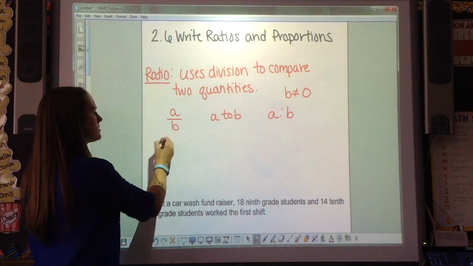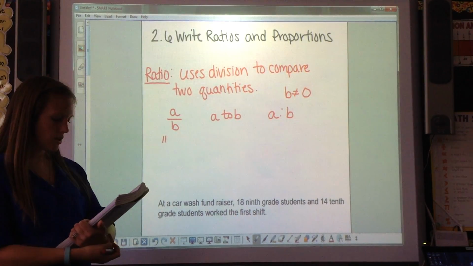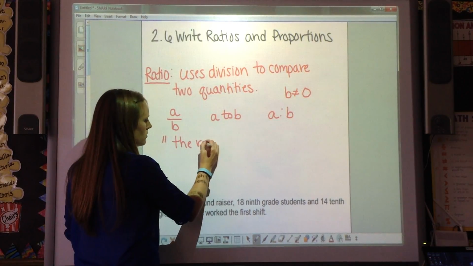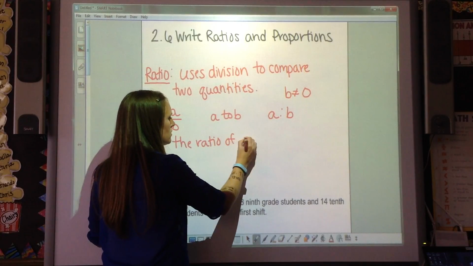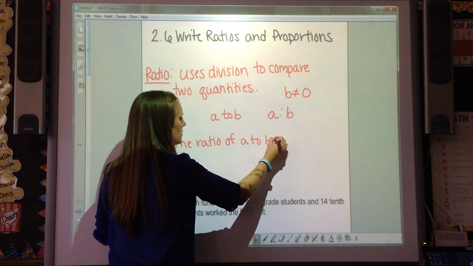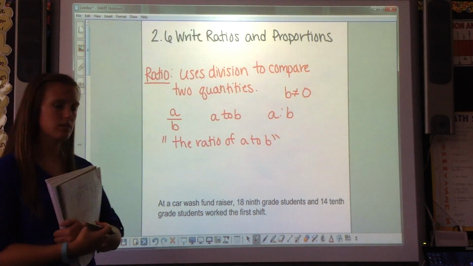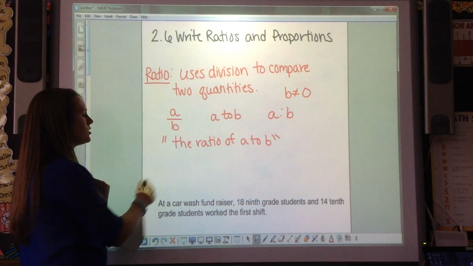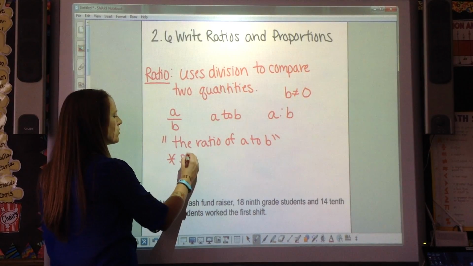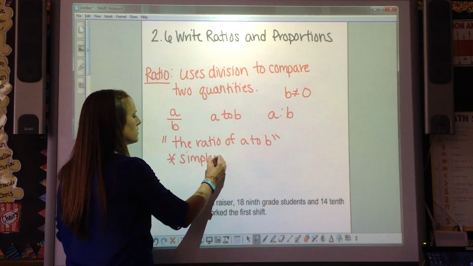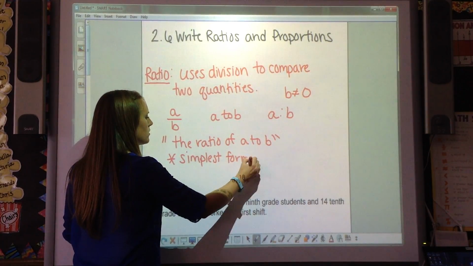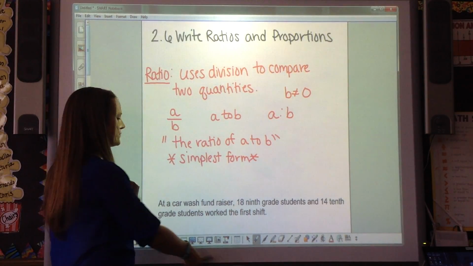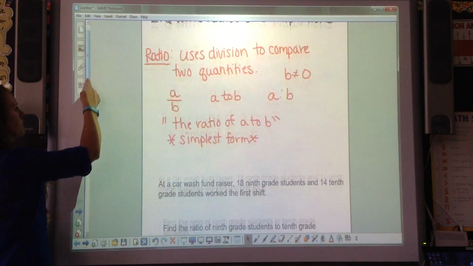You're going to read this a certain way. You can read it, the ratio of A to B, or you can say A to B, either way. When writing ratios, you're always going to reduce it so it's in simplest form, and always use the order in which they say. So let's give it a try.